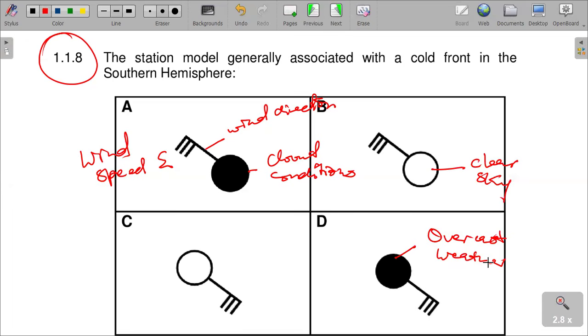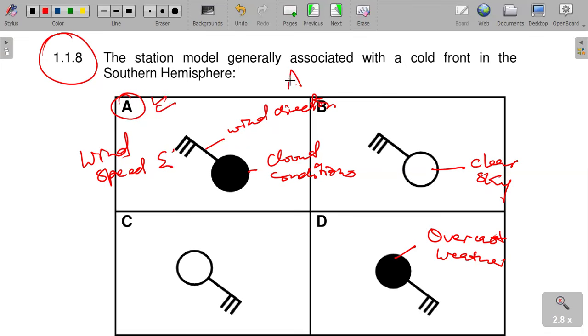So as you can see, a cold front is associated with overcast conditions and also wind which is blowing northeasterly, with maybe 15 knots wind speed. What I need you to understand is what one full line represents and what a half line represents in terms of wind speed. I'm sure you remember that one full bar represents 10 knots, and a half is 5. So that is 30 knots.